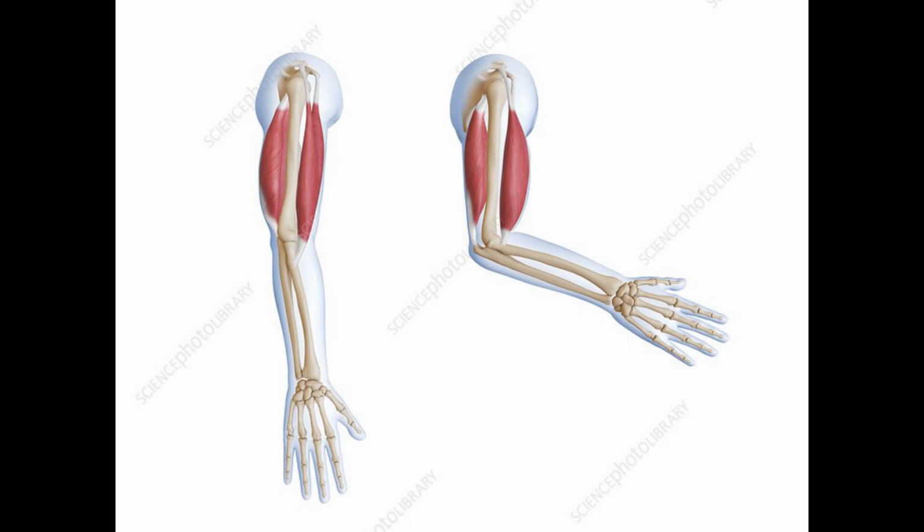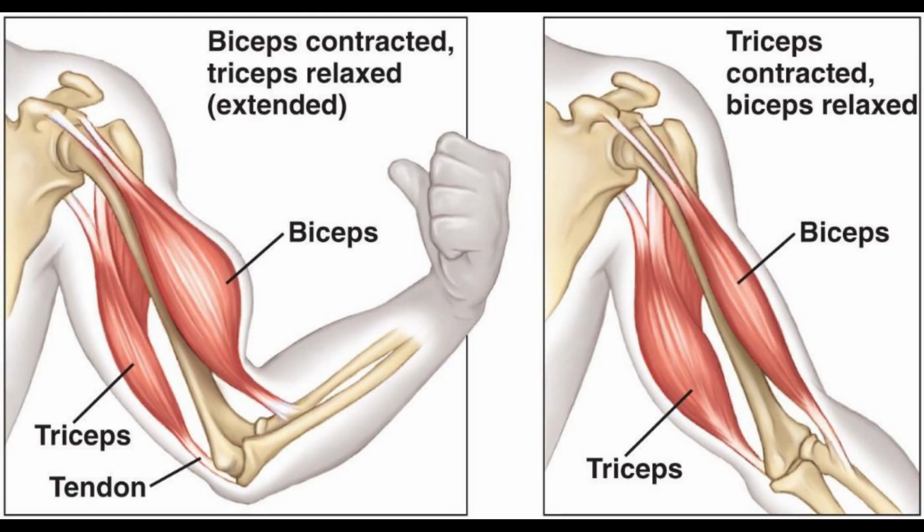How do muscles work? Muscles can get shorter. This is called contraction. When muscles contract, they produce a pulling force. When the biceps contract, it pulls the radius towards the scapula, and the arm bends.